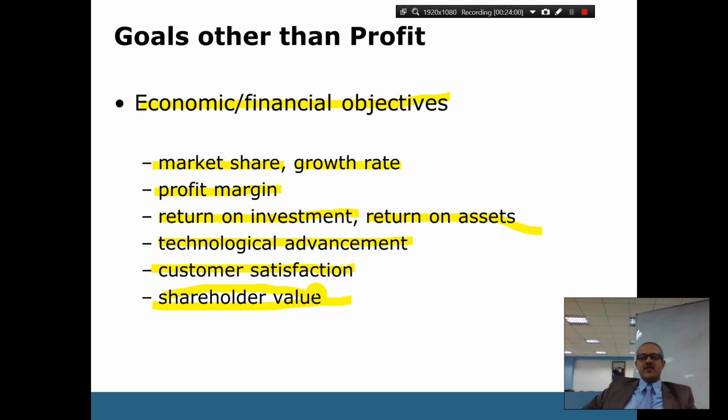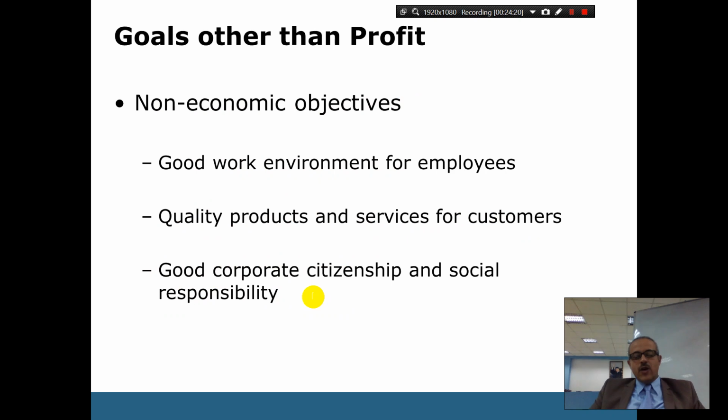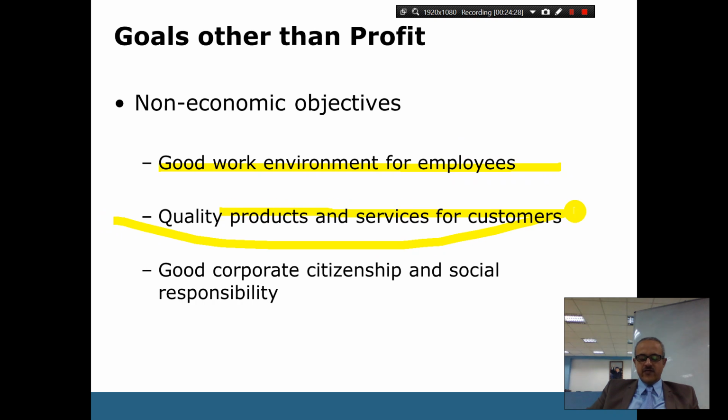Sometimes there are other theories in finance that talk about stockholders who want monthly dividends. Some want it for when they retire, this is going to be their retirement. So there are different value generation goals for companies. We also have some non-economic objectives: good work environment for employees, quality products and services for customers, good corporate citizenship, social responsibility. All of these are clear. You guys are okay with these?